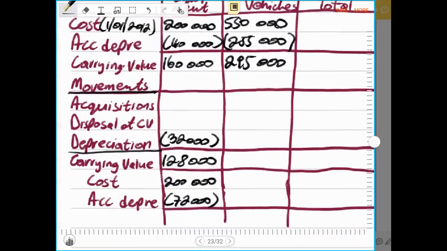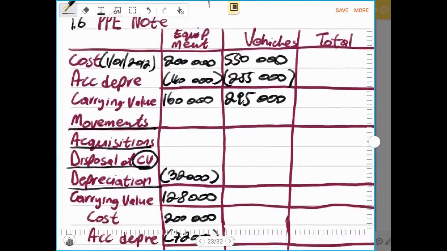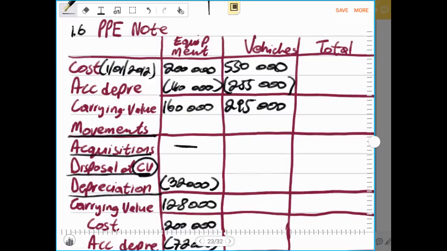Then we come to the section of the movements. Remember, in the movements you have acquisitions, which are normally called the purchases, and the disposal at carrying value. Take note of that. Disposal at carrying value. That means you are recording the asset that you have disposed of at carrying value. And then we record depreciation for the current year. Remember, with regard to equipment, there was no purchase during the year. There was no selling of an asset during the year. So hence we skip that as blank.